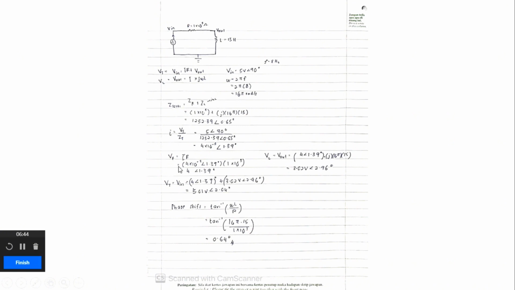So for the V total, which is equal to V in, I got 5.1 volt, 2.04 degree. For V out, I got 3.02 volt, 2.96 degree. So for the phase shift, I got tangent, 0.64 degree. How I do it? I put negative tangent, or shift tangent, times omega L over R.